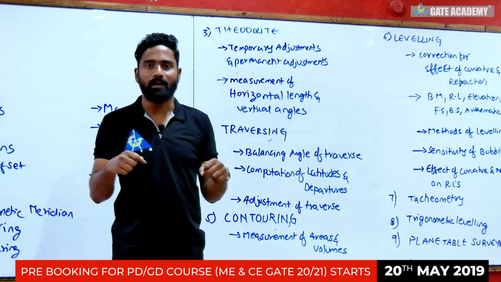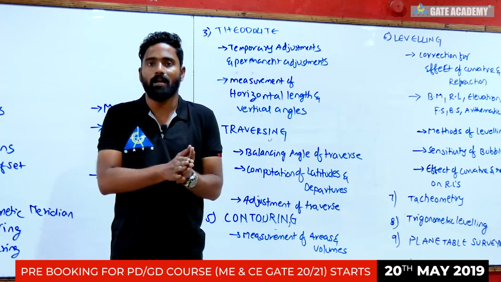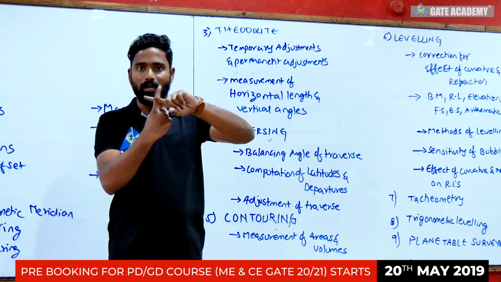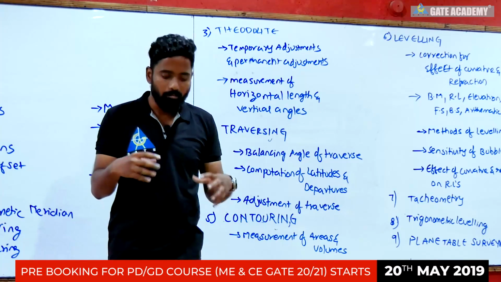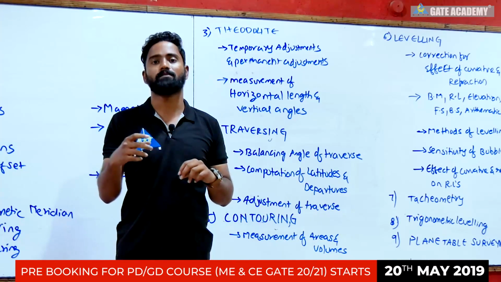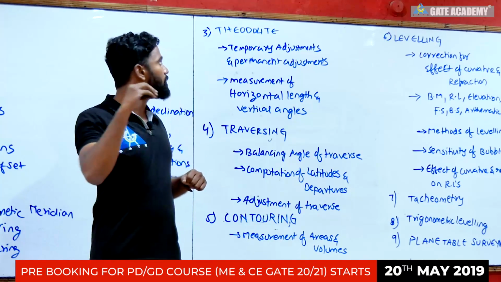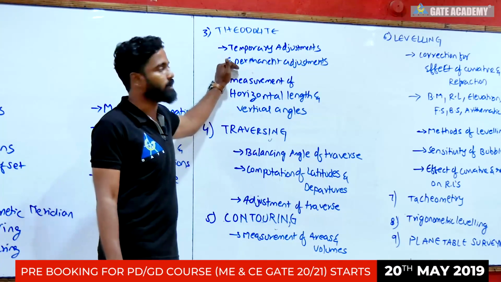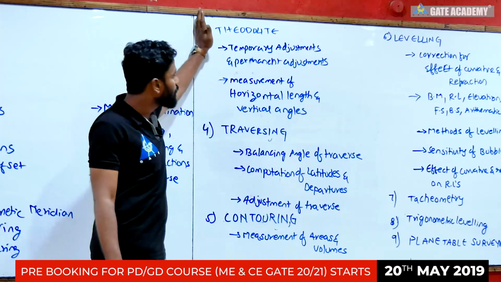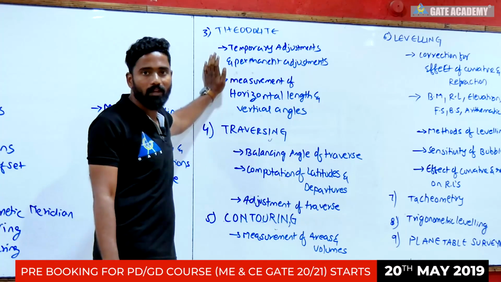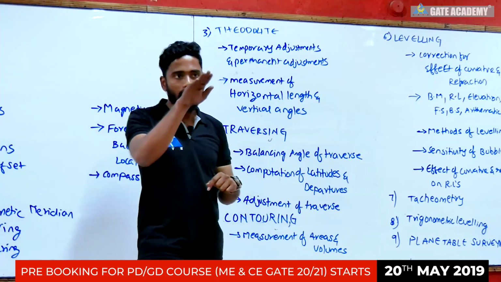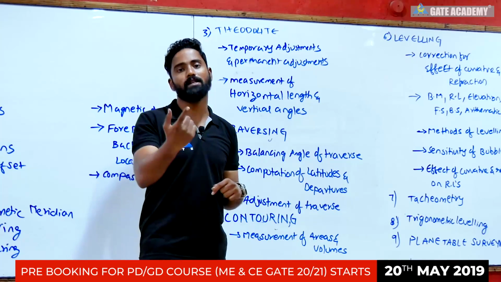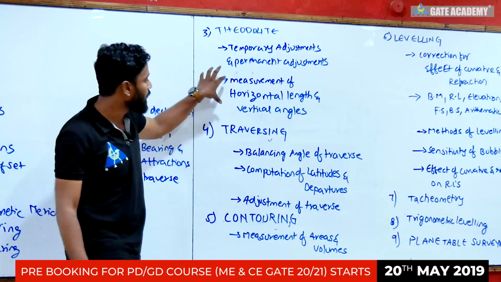Generally, centering and leveling come under temporary adjustments, and if the horizontal hair is not perpendicular to the vertical hair, that comes under permanent adjustments. Temporary adjustments will be done in the field, and for permanent adjustments the equipment will be taken to the laboratory and changed over there. That is why it is called permanent adjustments. As I said, theodolite is used for measurement of horizontal length and vertical angles. How you are going to measure the horizontal length and the vertical angle by taking the readings will be discussed in detail in the theodolite concept.